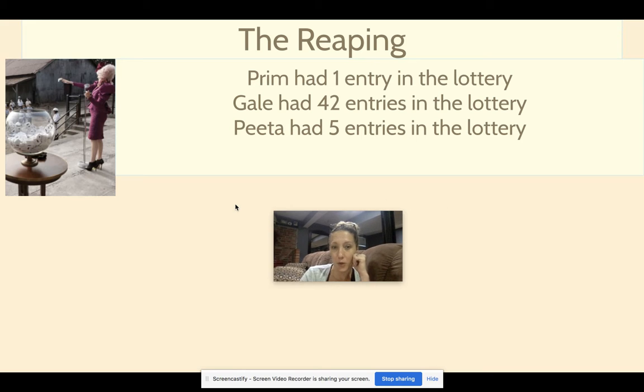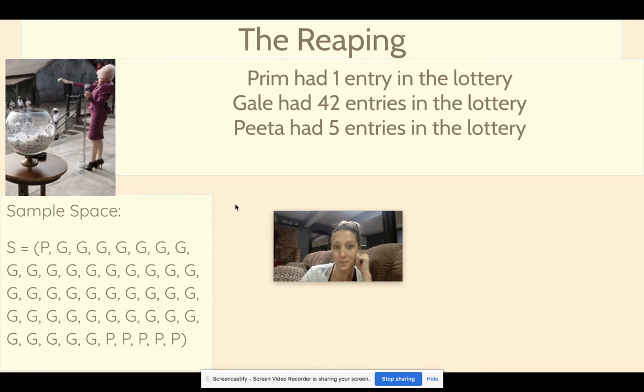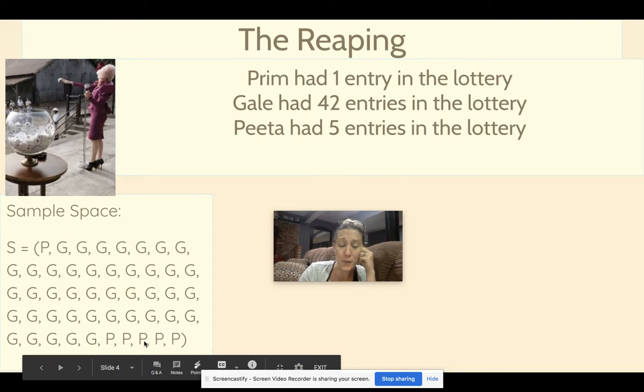I was so annoyed while I was doing this. Can I just tell you? And I think I have 42 there. I didn't even go back and count because it was so annoying. Oh, and I guess I should have put a P1 here for Prim and then a P2 for Peeta. Or a PR and a PE.